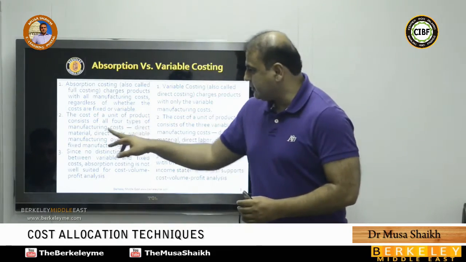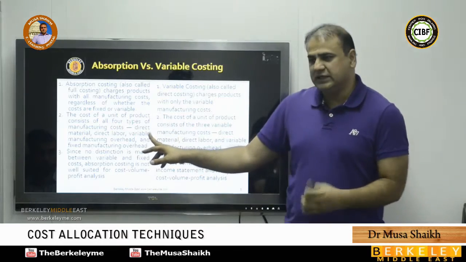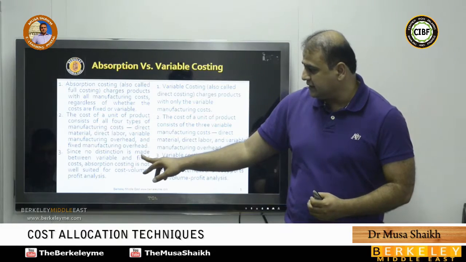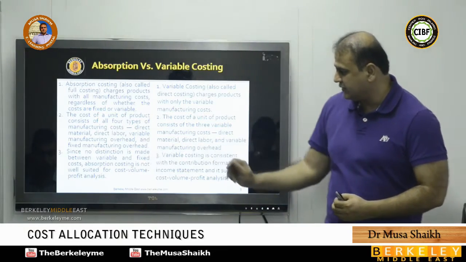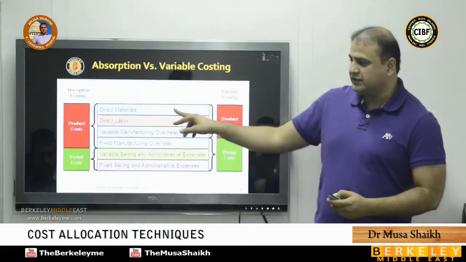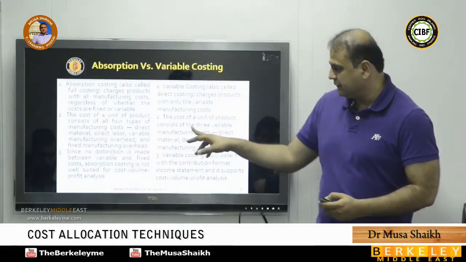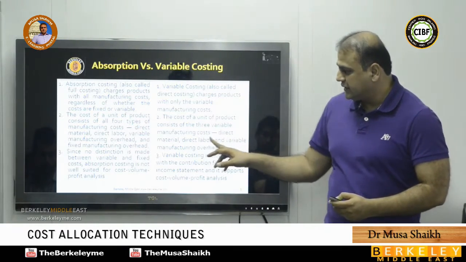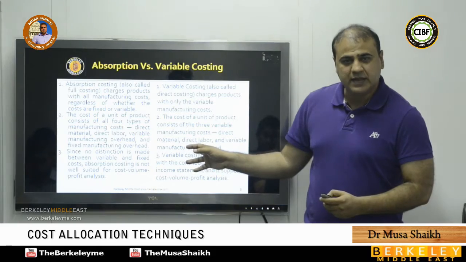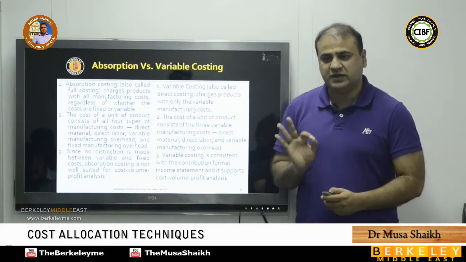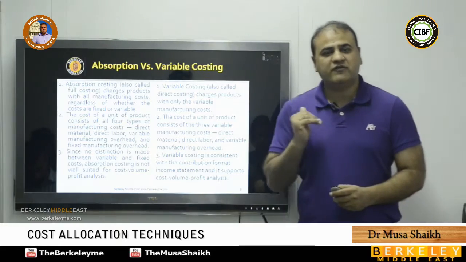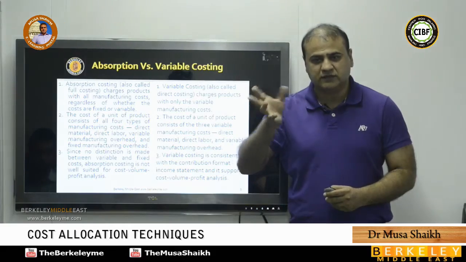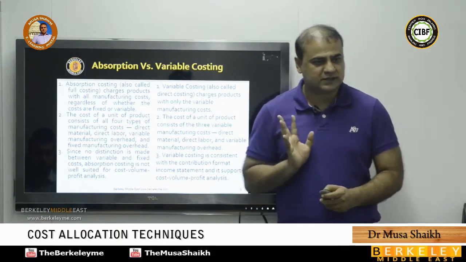The cost of a unit of product under absorption costing consists of 4 types of manufacturing cost: direct material, direct labor, variable overheads, and fixed overheads. This is the calculation part I showed you in this slide, so it's pretty simple. Under variable costing, the cost of a unit of product consists of 3 variable manufacturing costs: direct material, direct labor, and variable manufacturing overheads. So it will not include your fixed manufacturing overhead, because the school of thought is variable costing takes only variable cost into consideration.